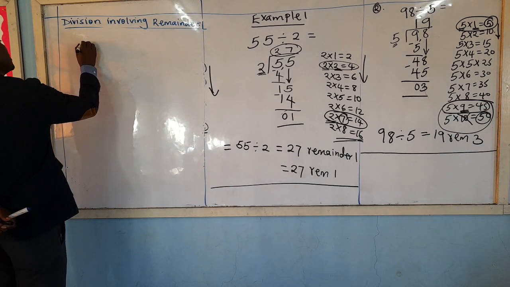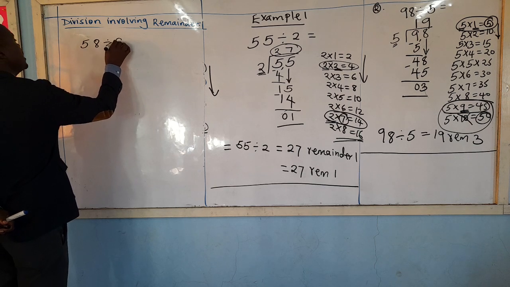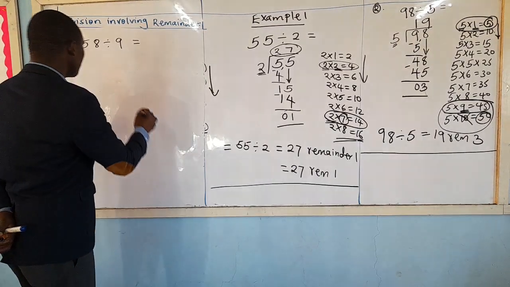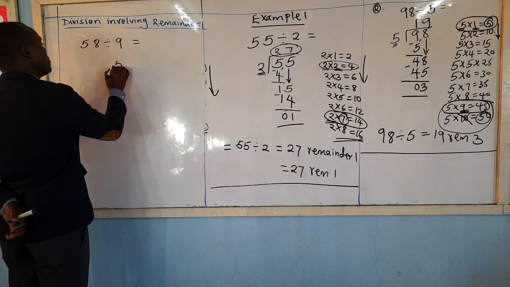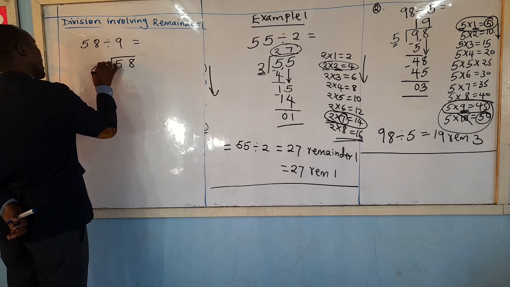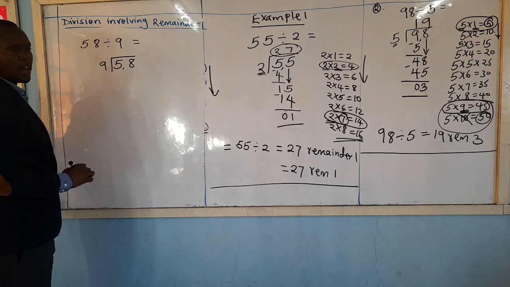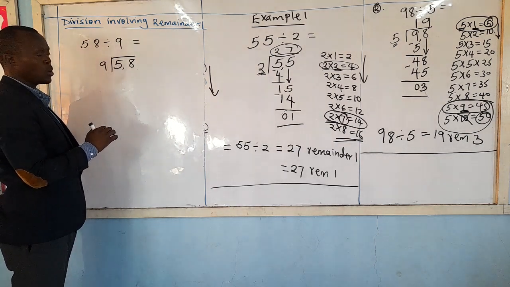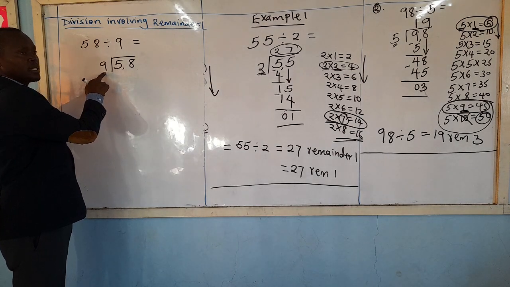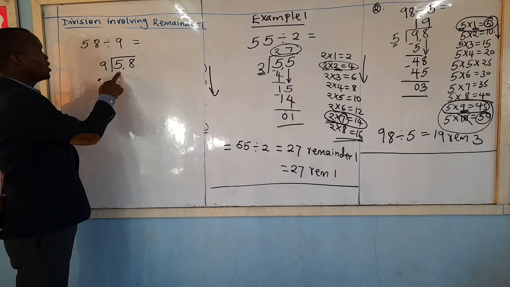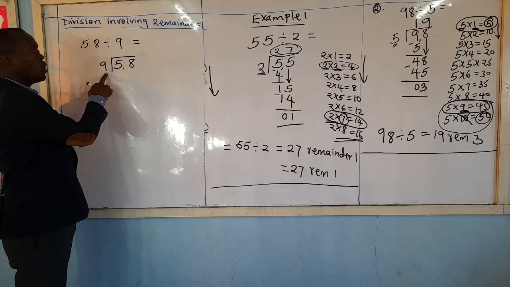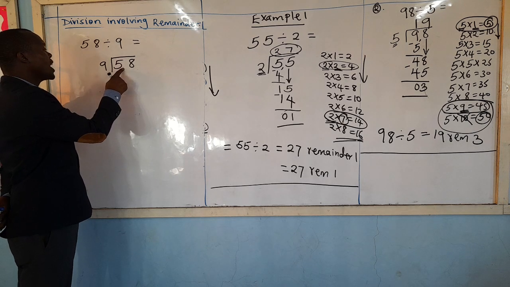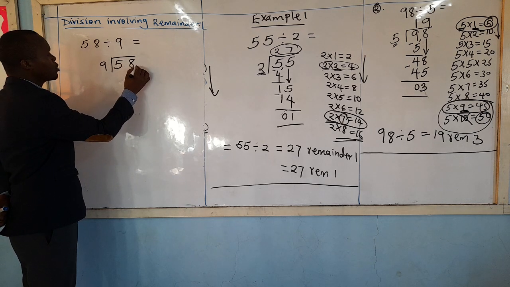Let's say 58 divided by 9 is equal to, boys and girls, we do the same. This is 58 divided by 9. Try to consider 5. Ask yourself, can this 9 go into 5? Then the answer is no, because 5 is smaller than 9. The number to be considered has to be equal to the divisor or more than the divisor. In this case, 5 is smaller. So we cannot consider only 5. We need to consider 58.